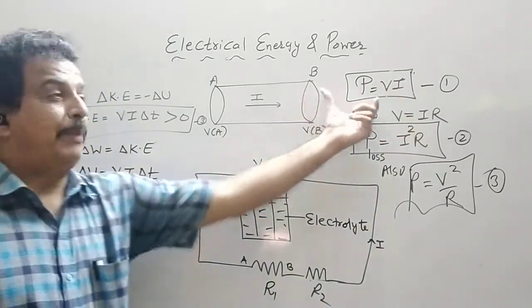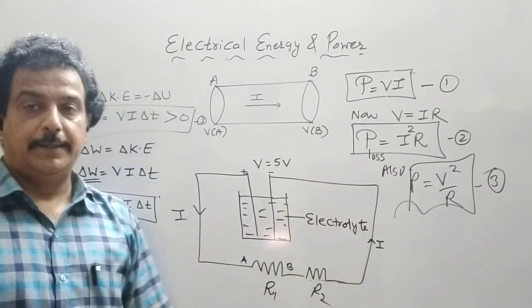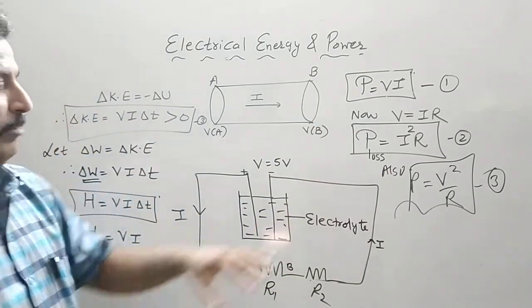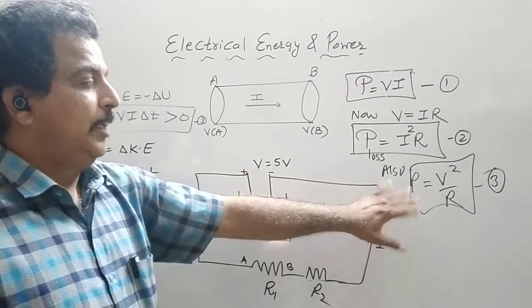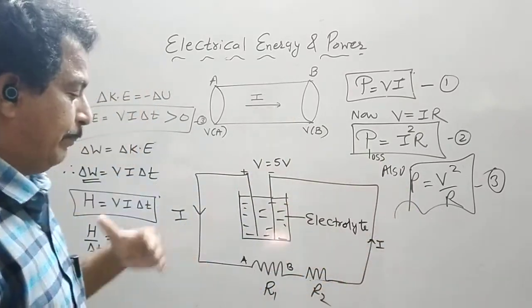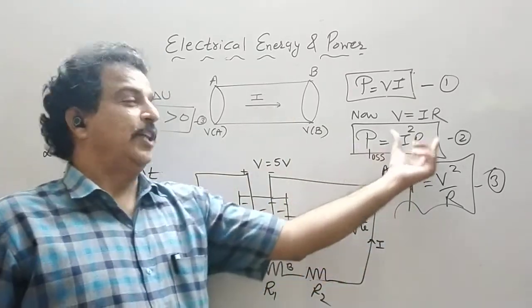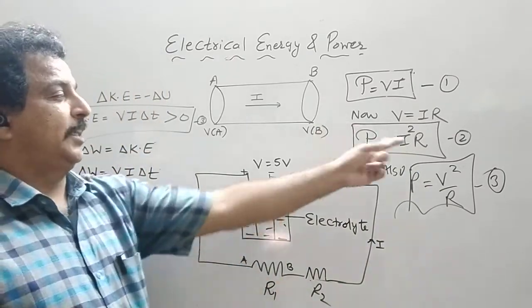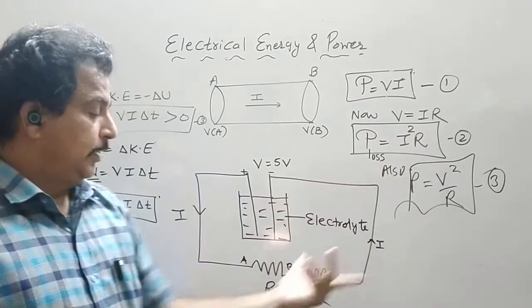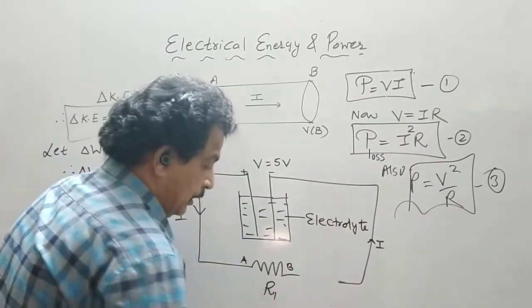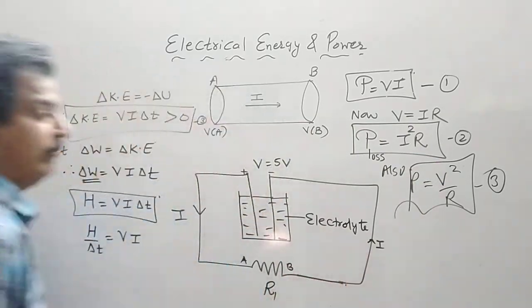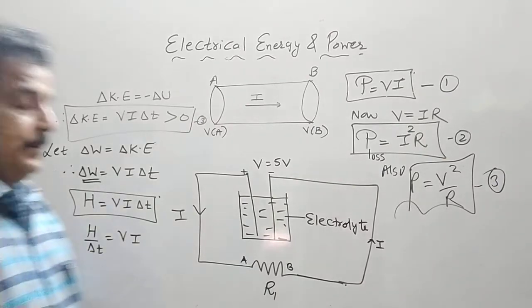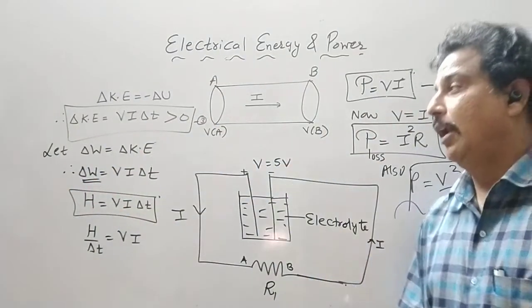And VI will be the power produced by the battery. So you have to remember this while applying the V formula. It is easier if I apply the power loss formula as I square R, because I is the same in this expression. So it can be written as I square within bracket R1 plus R2. So these are the expressions for the power losses or the electrical energy.